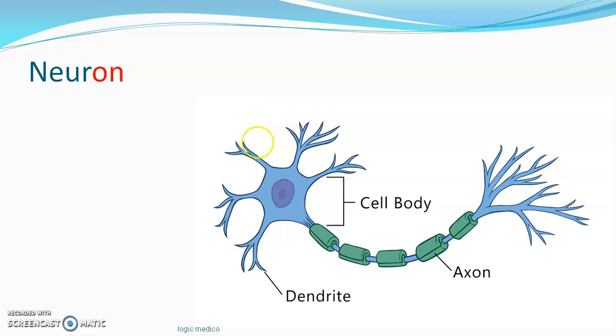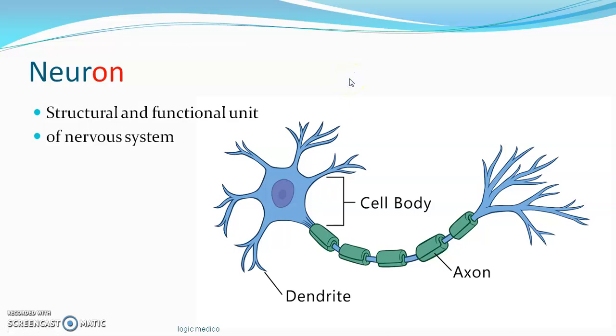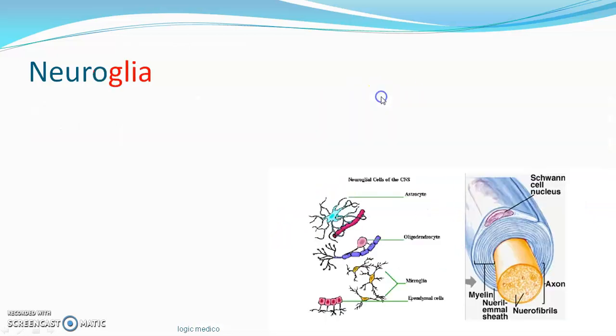Neuron. A neuron is a structural and functional unit of the nervous system. In the beginning also we saw the parts of the neuron. The electrical activity will be there in the neuron. The dendrites receive the electrical impulses towards the cell body, whereas the axon sends this nerve impulse away from the cell body. This nerve impulse is also called the action potential. It's an electrical potential, electrical activity. So the neuron belongs to the nervous system. It is a structural and functional unit of the nervous system.